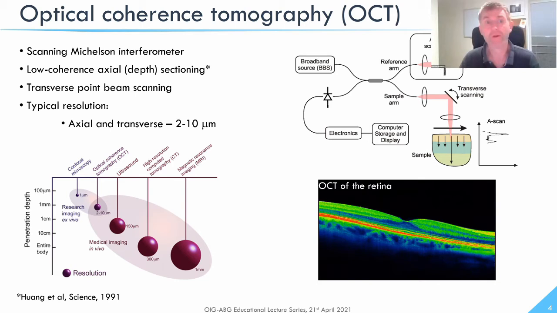It uses a scanning Michelson interferometer with a low coherence source, providing the depth sectioning to allow us to section the tissue at a resolution that's determined by the bandwidth of the source. Typically you can get down to 2 to 10 micrometers. Once you start to get below 2 micrometers, you're into the realm of optical coherence microscopy, which is essentially the same technology, but with a higher NA, where you can get down close to submicron resolution.